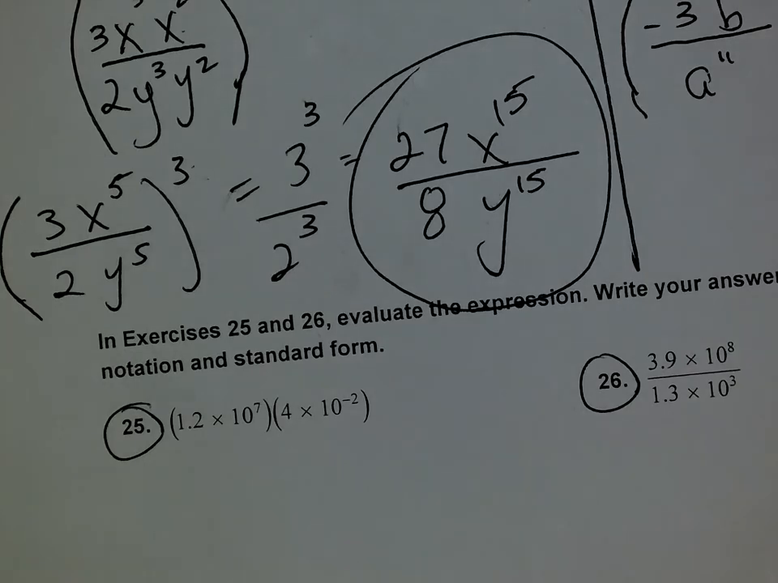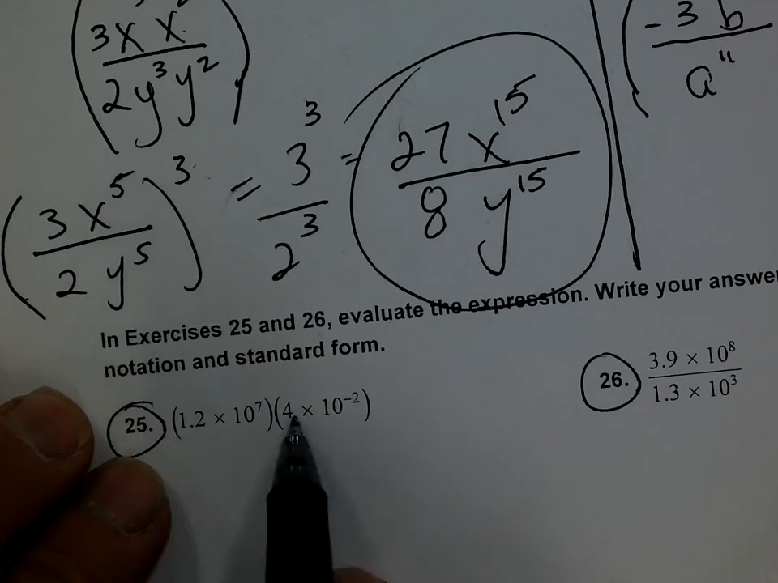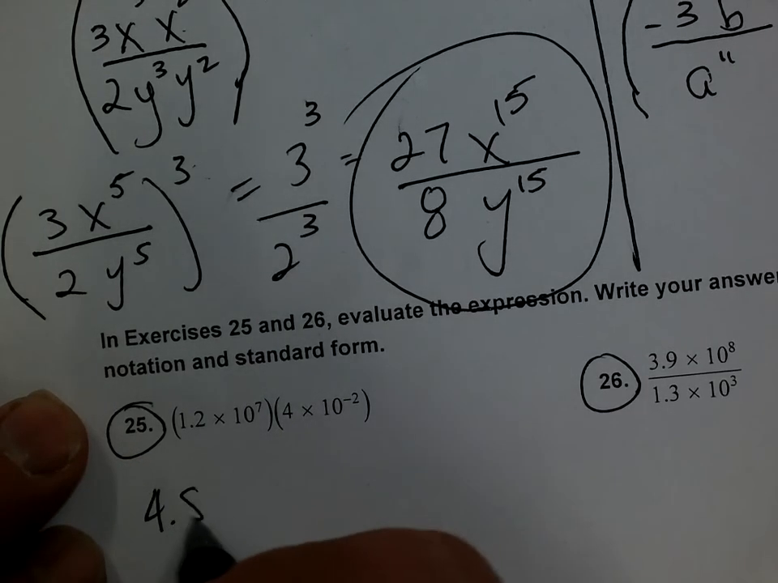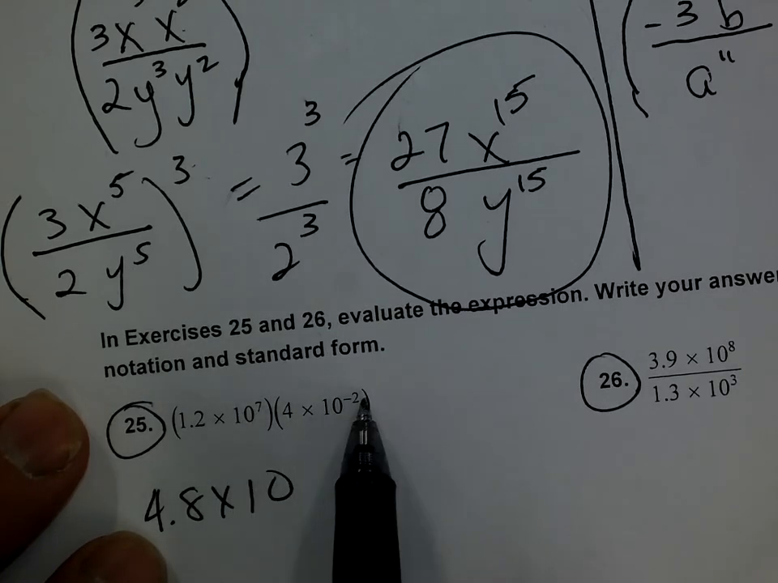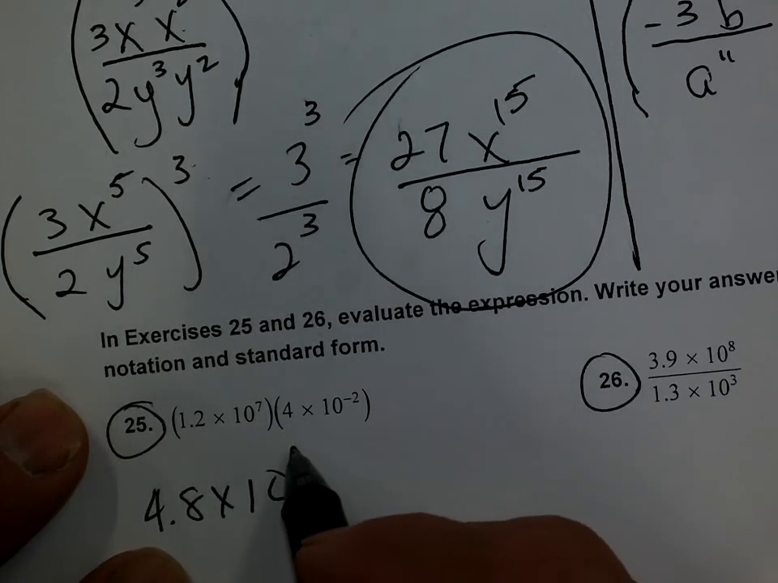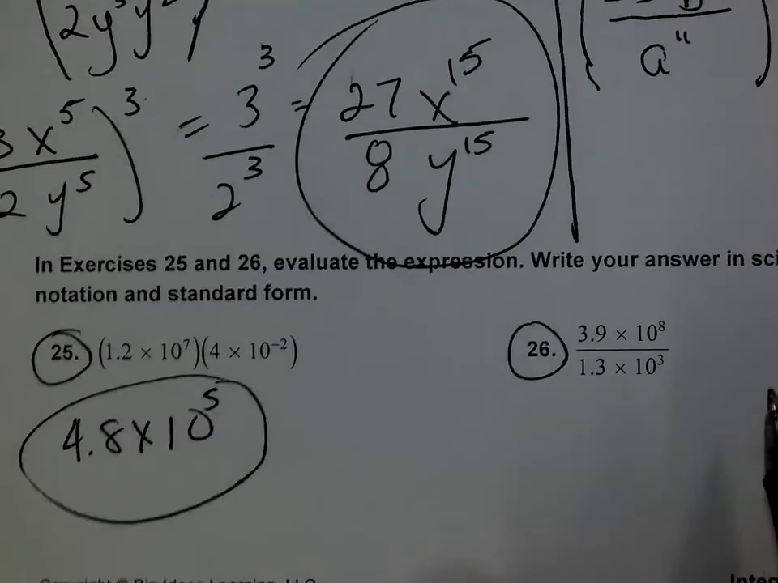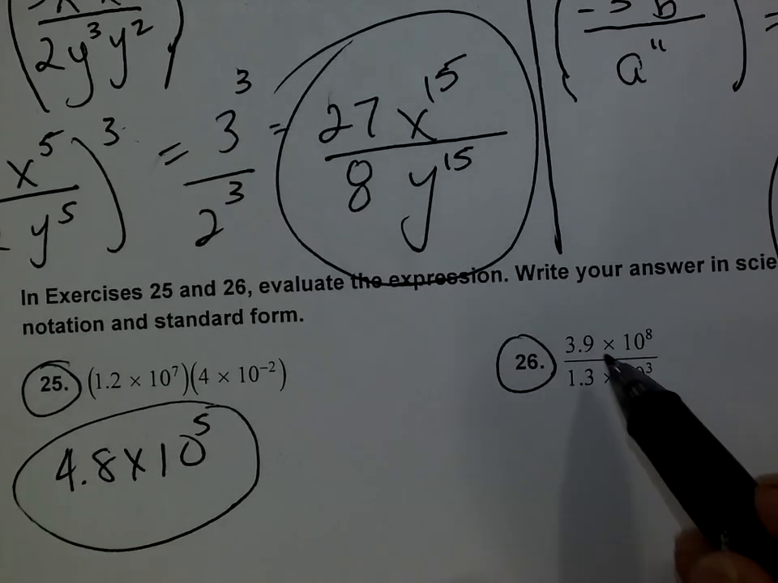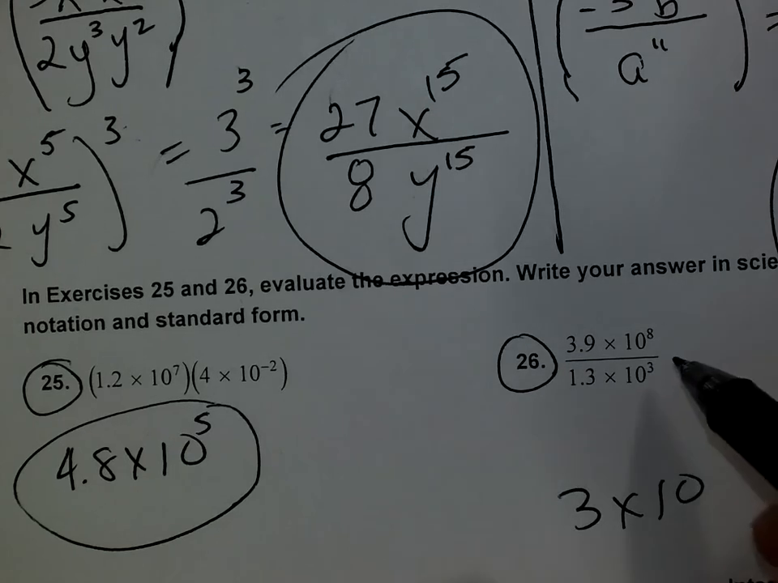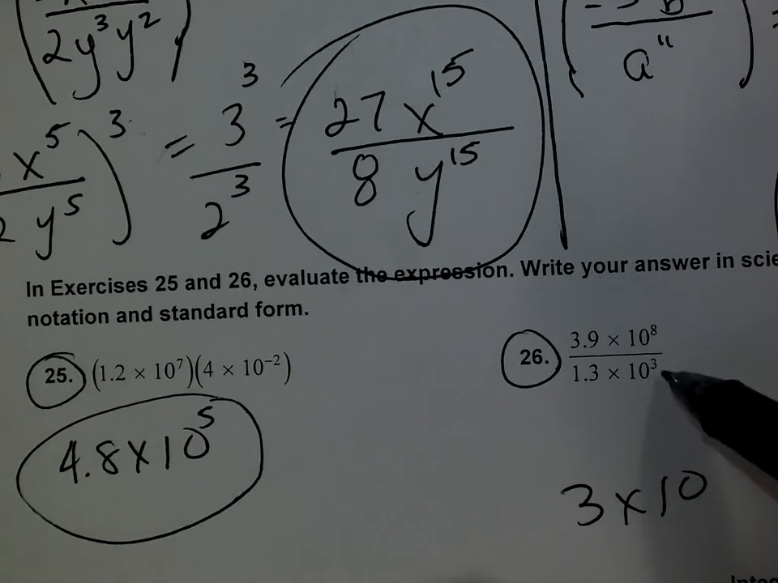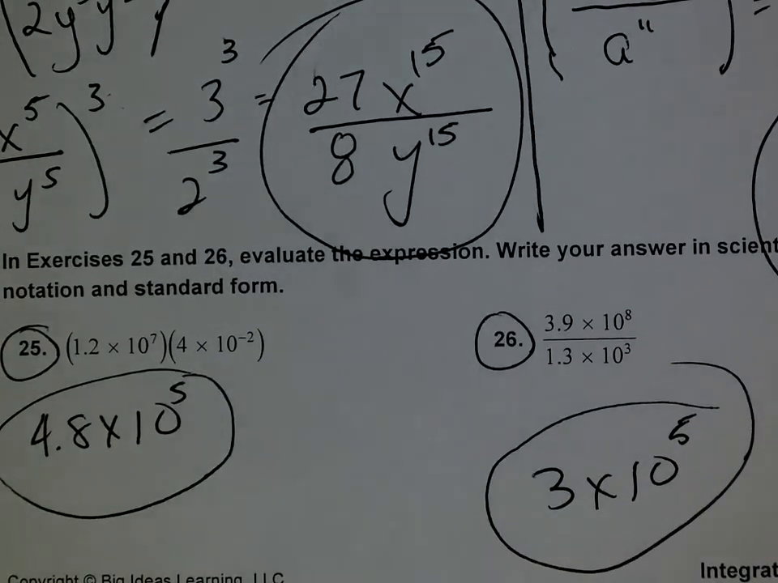Scientific notation, okay? Well, let's multiply the big numbers. I'm going to get 4.8 times 10, and then add the exponents, because you're multiplying. Add the exponents times 10 to the 5th. That was easy. Okay, 26. We're dividing. So 3.9 divided by 1.3 is 3 times 10. And if we're dividing, we're going to subtract exponents to the 5th. There we go. So that's what I have for the homework.